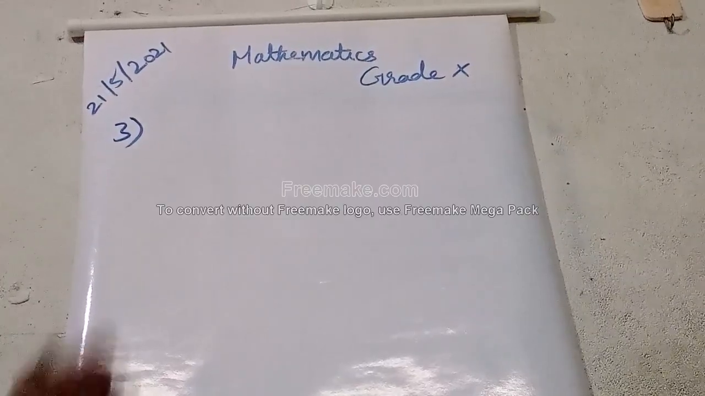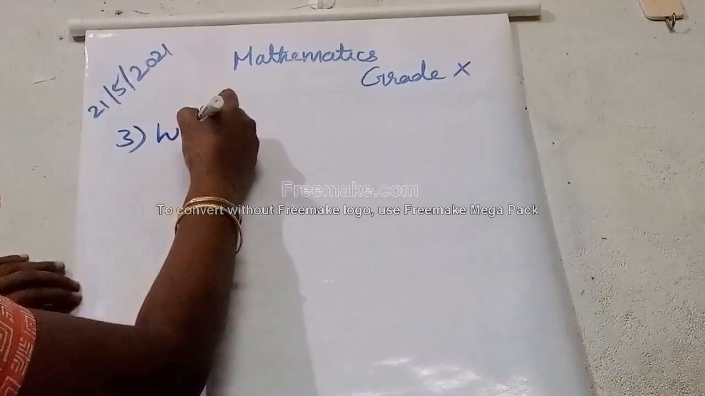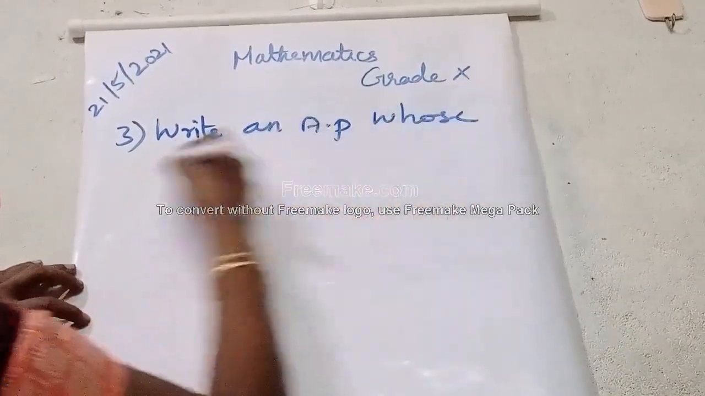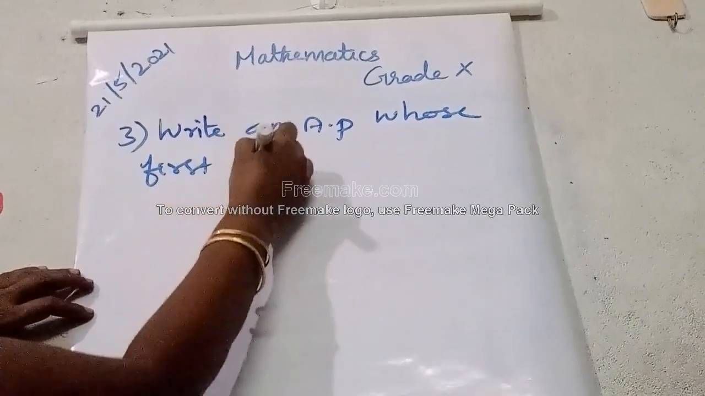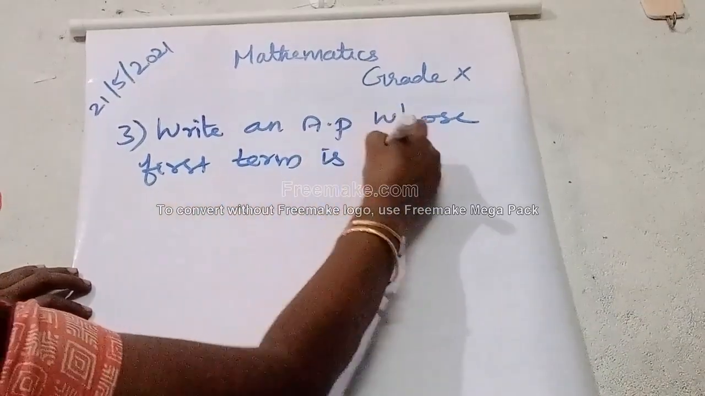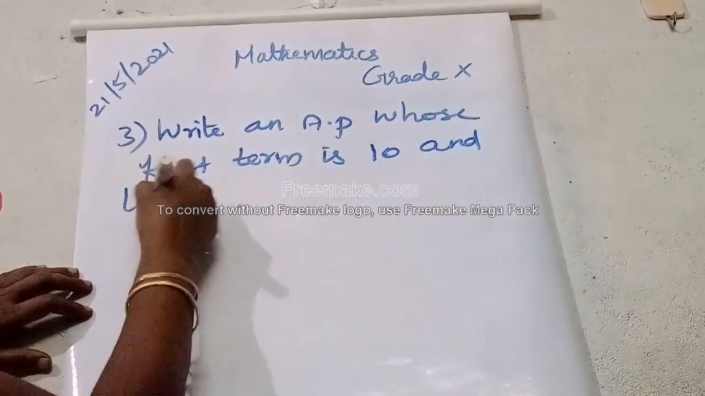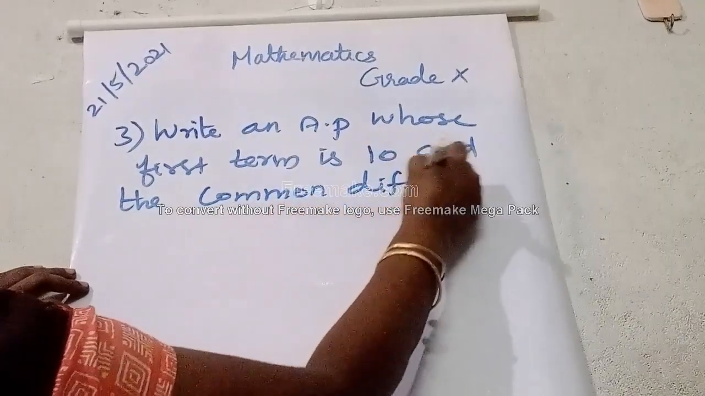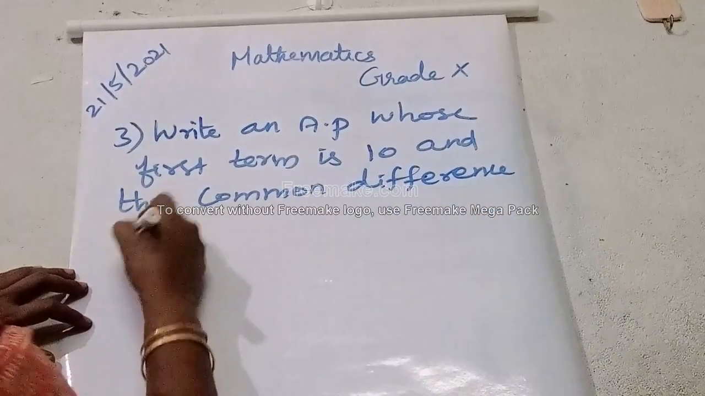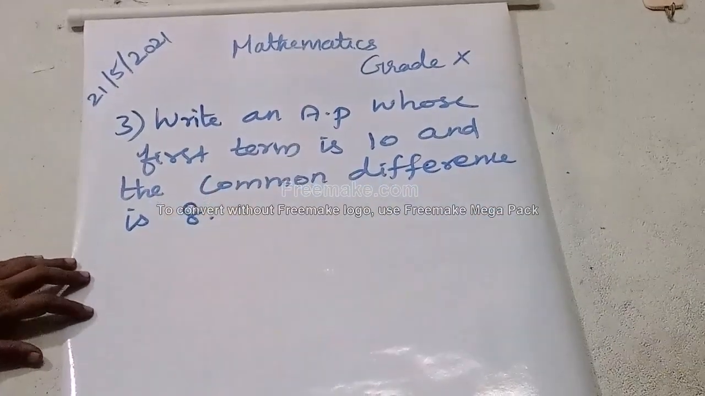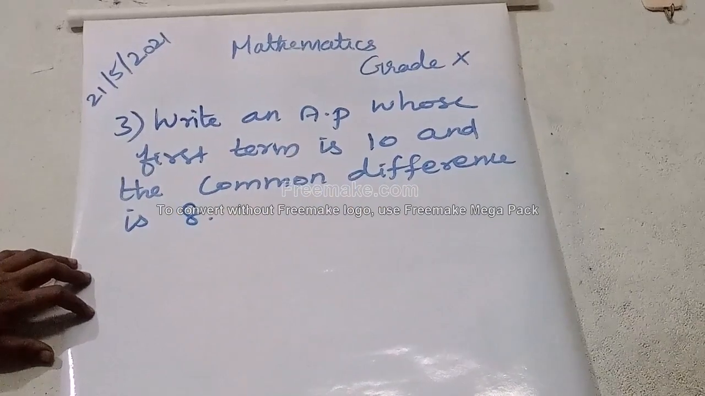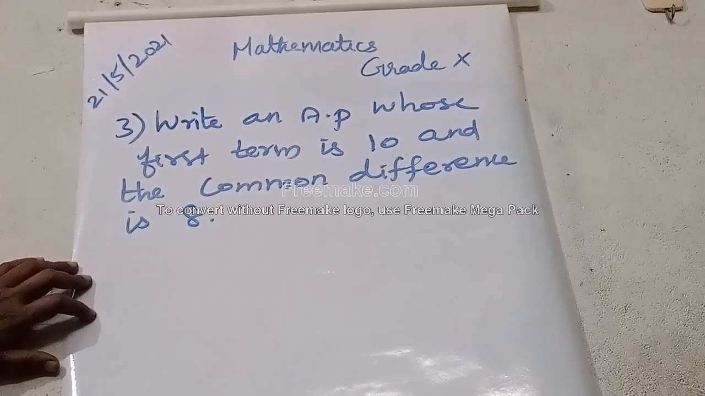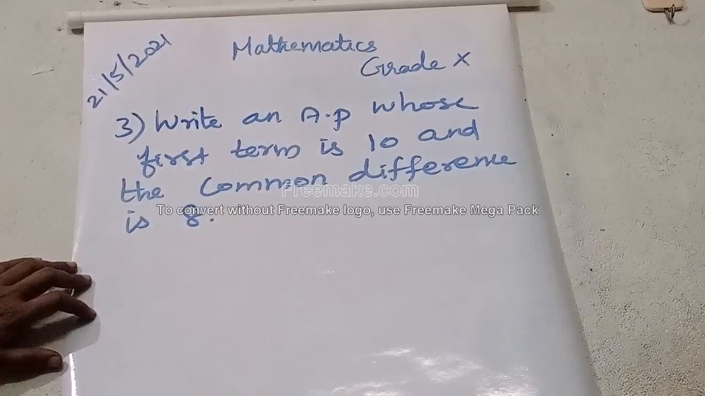Write the question. Write an AP whose first term is 10 and the common difference is 8. Okay, write an AP. What is the question? Write an AP whose first term is 10 and the common difference is 8. How to find out? Write an AP.